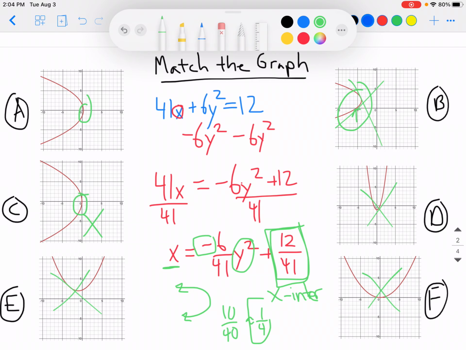It fits a lot of the parameters that we have without having to go any further. We know that it's a negative y squared parabola, so it's got to go this general direction. And it's got the intercept. It's the best option based off of the intercept. So therefore, A is the graph that matches up with the original equation.